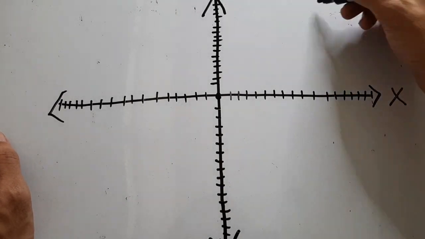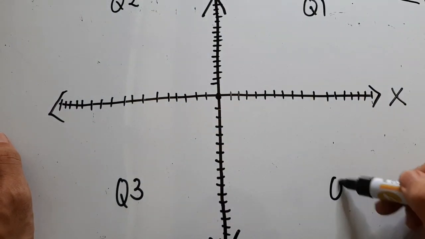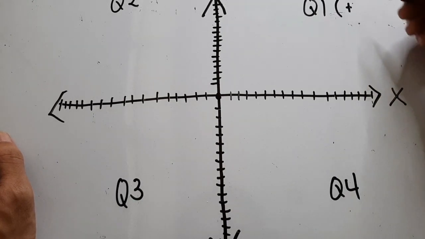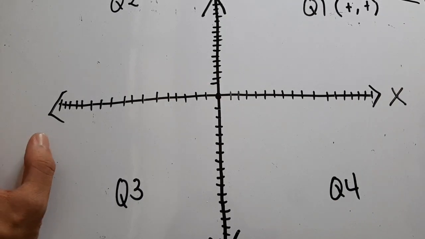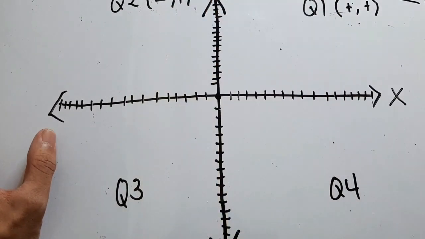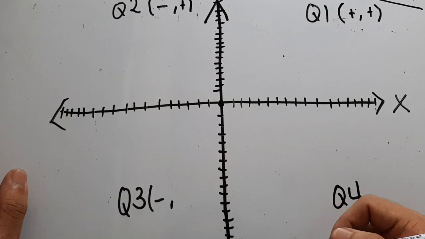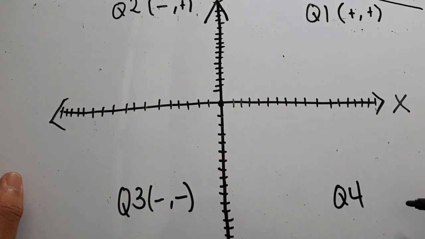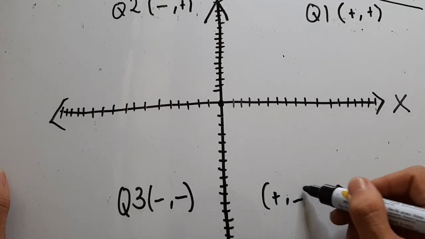Dito sa quadrant 1, quadrant 2, quadrant 3, and quadrant 4, matatandaan natin na sa quadrant 1, ang value ng x natin ay positive, at ang value ng y natin must be positive. Sa quadrant 2 naman, ang value ng ating x ay negative at ang value ng ating y must be positive. Sa quadrant 3 naman, ang value ng ating x ay negative at ang value ng ating y is negative also. Sa quadrant 4 naman, ang value ng ating x ay positive at ang value ng ating y is negative.